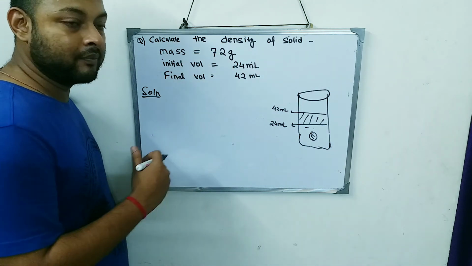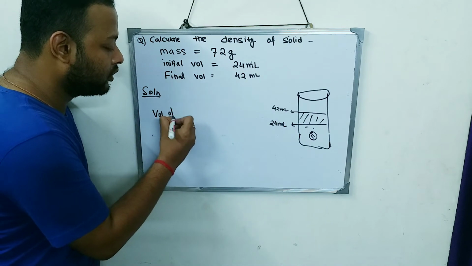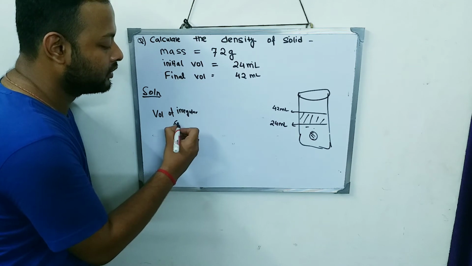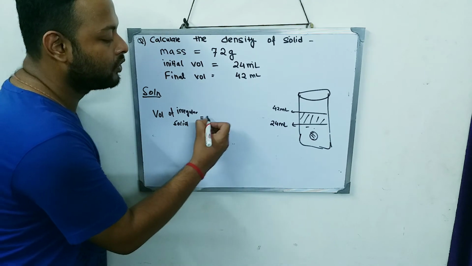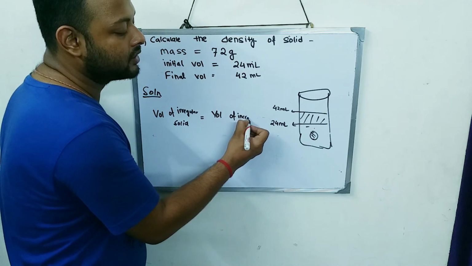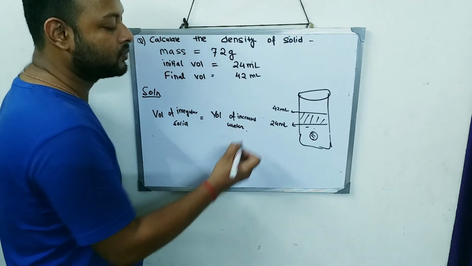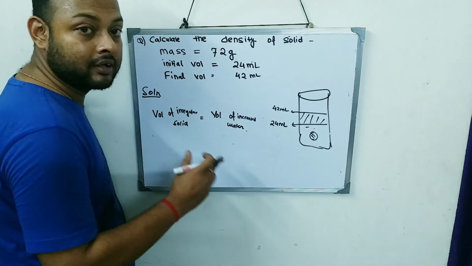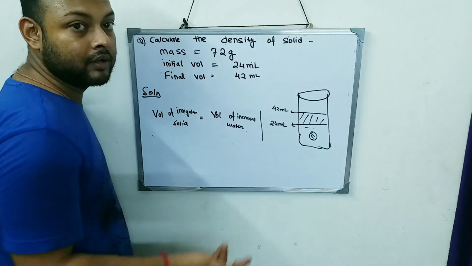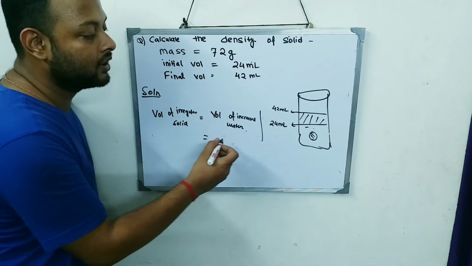But what I said in the previous question, volume of irregular solid is equal to volume of increased water. So volume of increased water. And make sure you write the statement. This statement is very important in the examination because for this statement you get some marks. Now how to get the volume of the increased water?